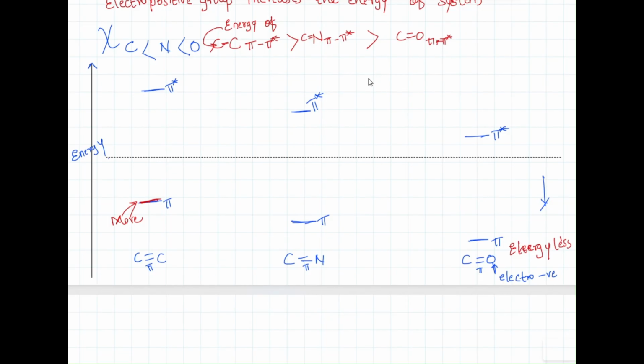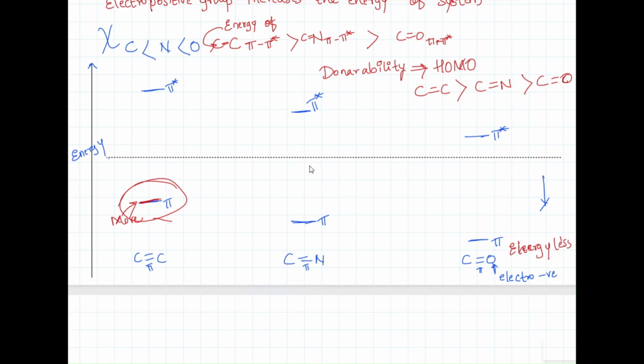We know that in the question they asked to give the donor ability of A, B, C, right? Donor ability means they are speaking about HOMO and LUMO. HOMO means the one having the highest energy among these three. The C=C pi star has the highest energy, hence it will donate electrons more compared to the C=N bond and C=O bond. Hence the donor ability is A greater than B greater than C. Like this we have to solve the questions.